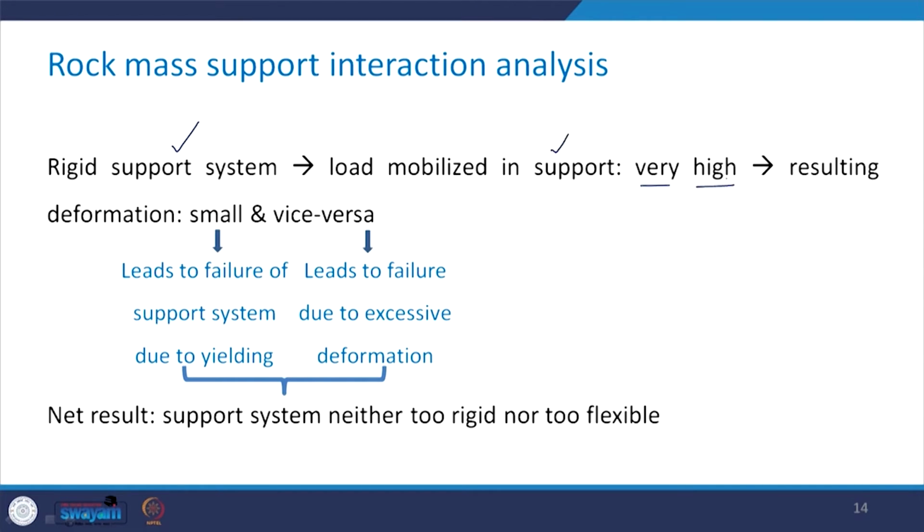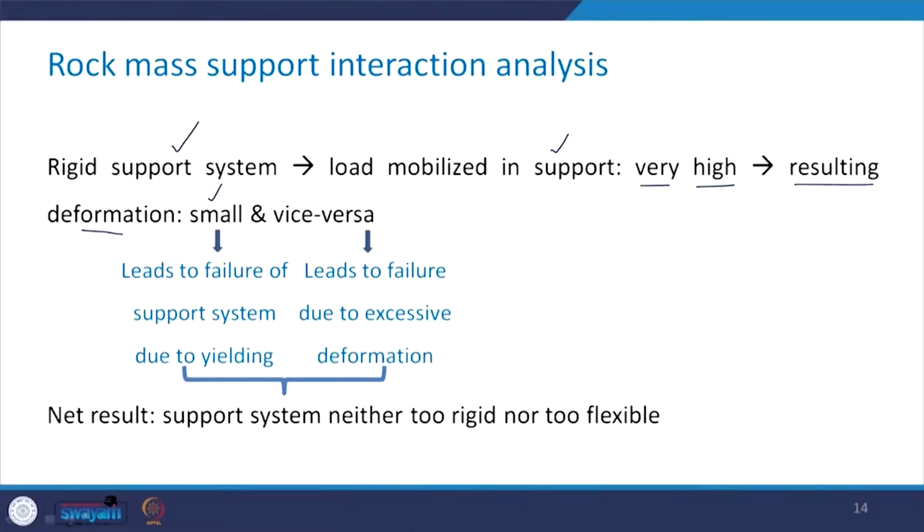In case you have a rigid support system, the load mobilized in the support is going to be very high, and this will result in very small deformations. In case you have a completely flexible support system, the load which will be mobilized in the support is going to be very low, and the resulting deformations are going to be very high. So, that part will fall under this vice versa.